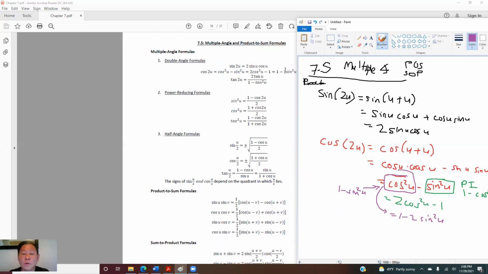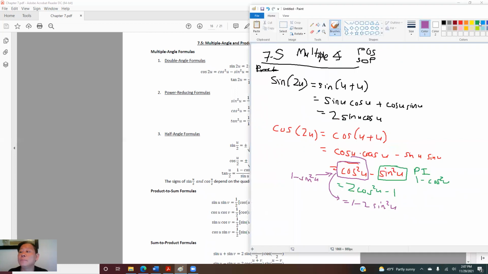And so make sure you know which one is used. The first one came from the 7.4 addition of 2 angles. And then the other 2 came from just replacing sine square u and cosine square u using the Pythagorean identity. So it's very straightforward.